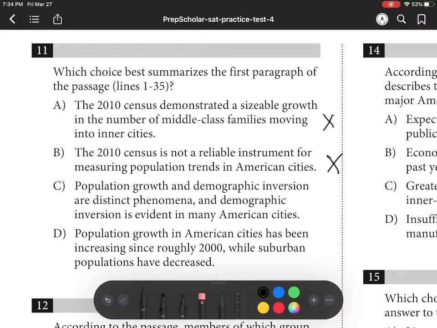Finally, D, population growth in American cities has been increasing since roughly 2000, while suburban populations have decreased. Now, no, what he said was that the news was mixed, that some cities were increasing in population, some were decreasing, and so this isn't a completely factual statement. So the best answer choice is C.